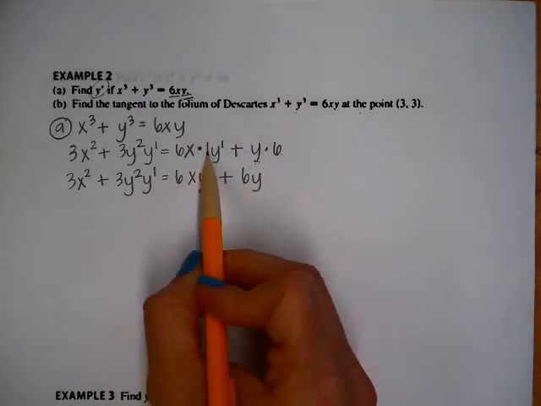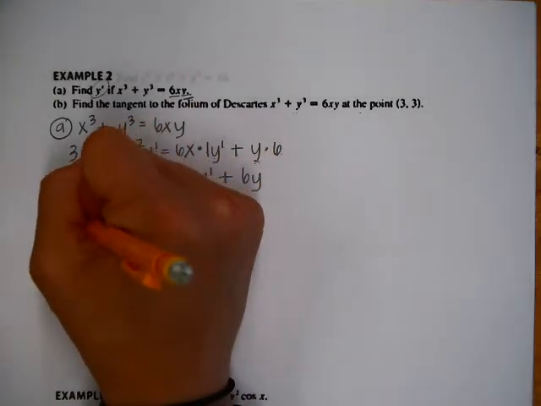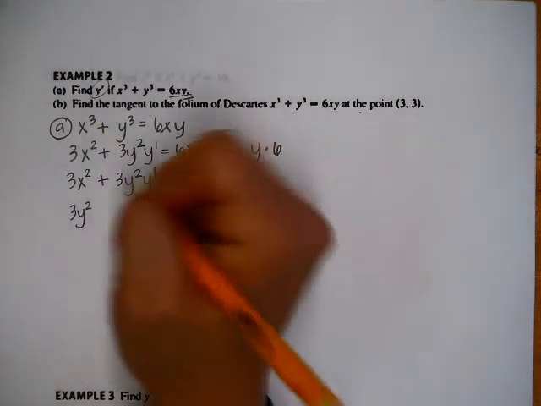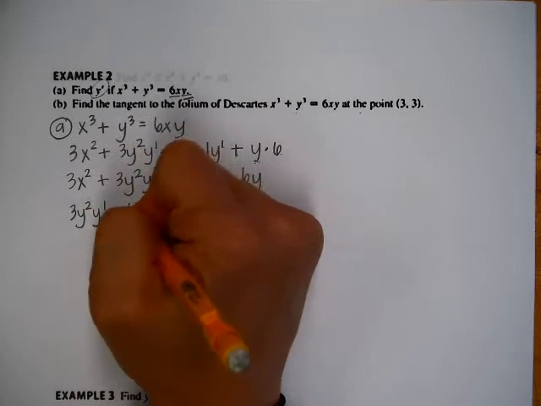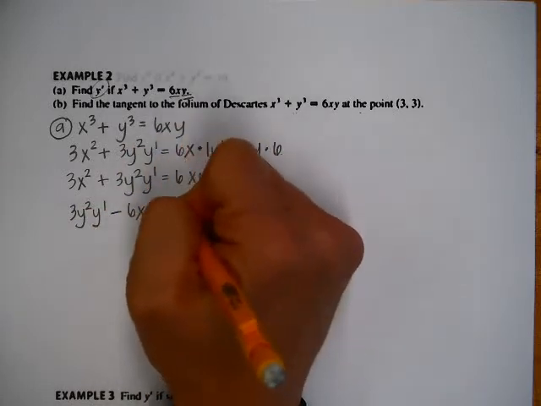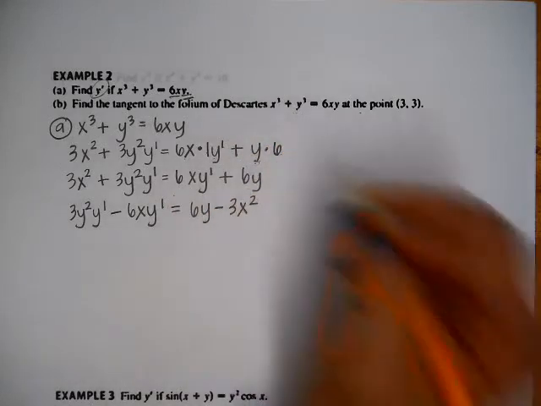Because this one is not necessary. 6 times 1 is 6. And then again, I just prettied that up. So remember, your goal is to solve for y prime or for dy over dx. So I want all of that to be on the same side. So I'm going to put my y primes on the left and everything else on the right. So I have 3 y squared y prime minus 6x y prime equals 6y minus 3x squared.